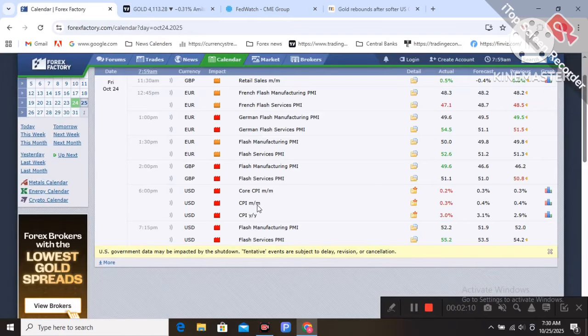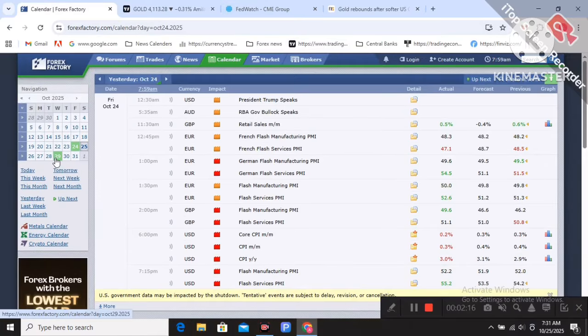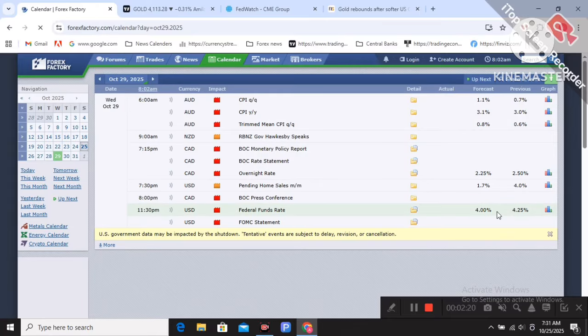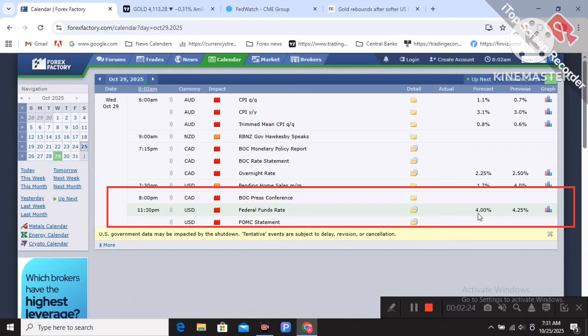But the interesting thing is that inflation still increased. The previous figure is 2.9%, and the actual is 3%. Inflation still increased, and the Fed's 2% inflation target is not reached.